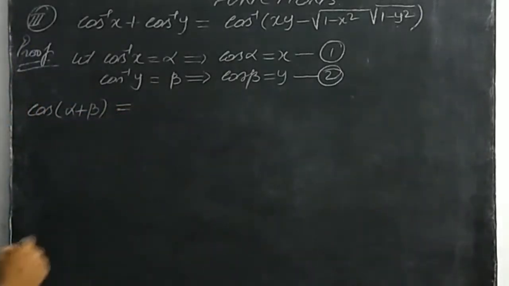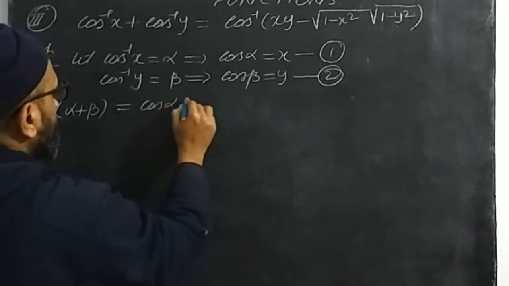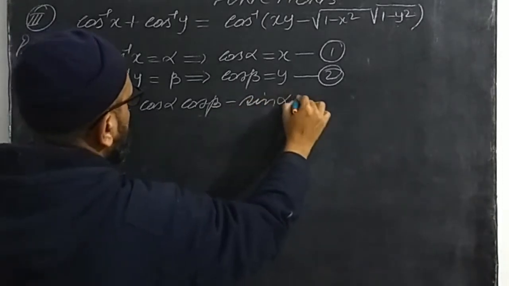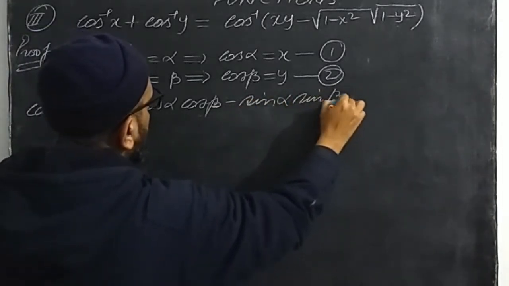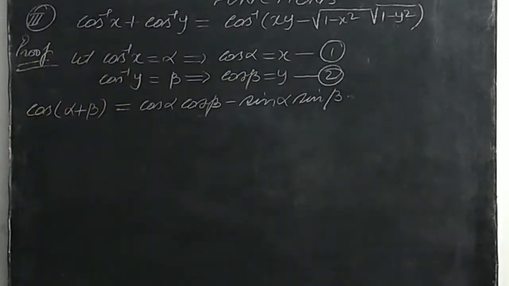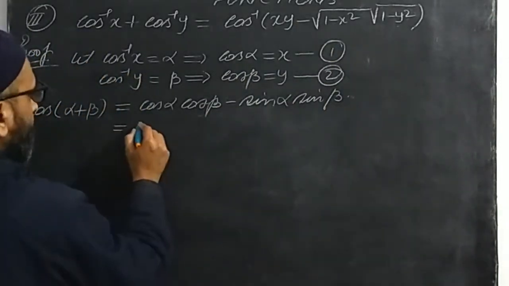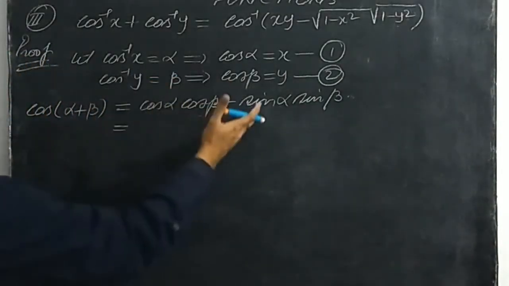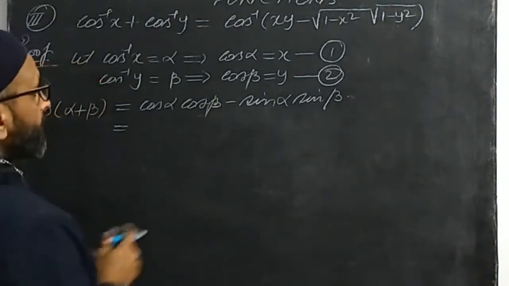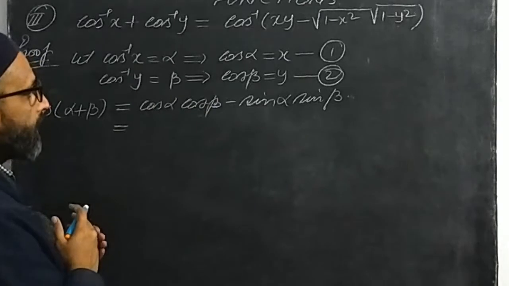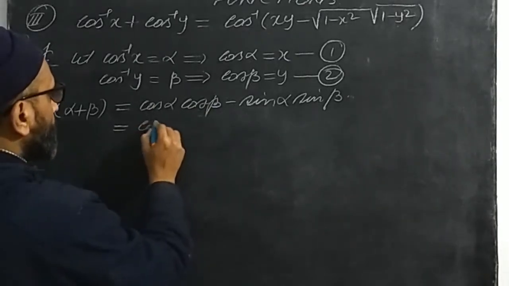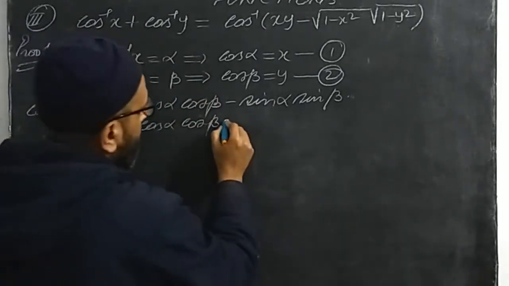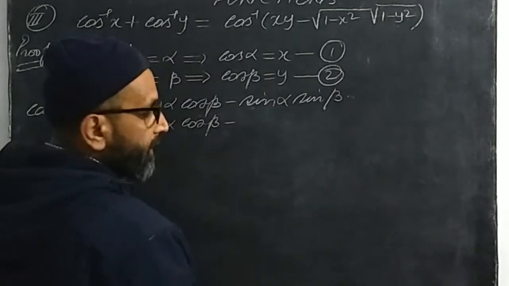The formula of cos alpha plus beta is cos alpha cos beta minus sin alpha sin beta. Here, on the right hand side, we have to transform all these trigonometrical ratios in terms of cosine. So cos alpha and cos beta remain as they are, and we have to write down sin alpha and sin beta in terms of cosine.